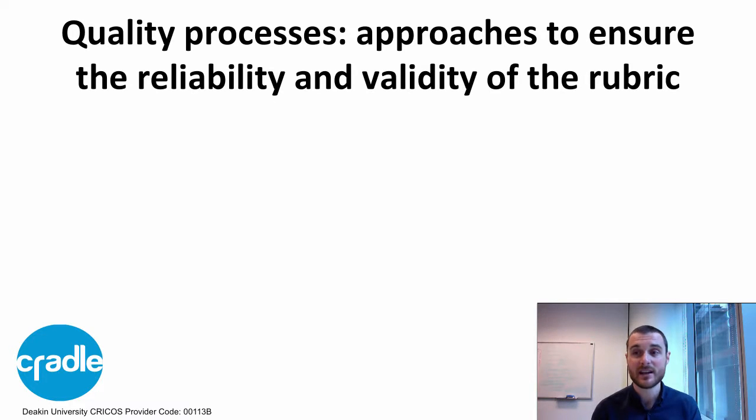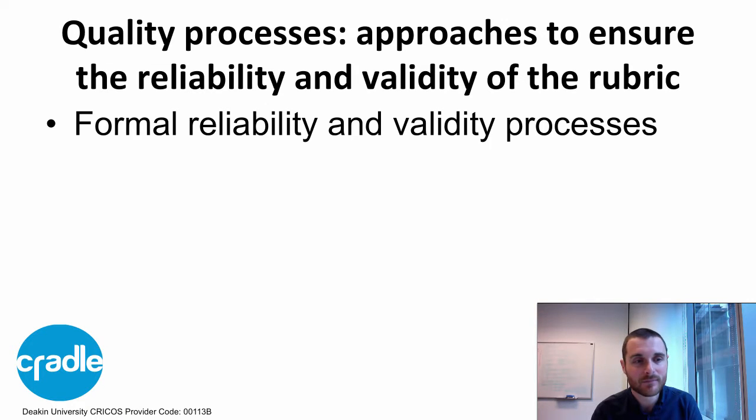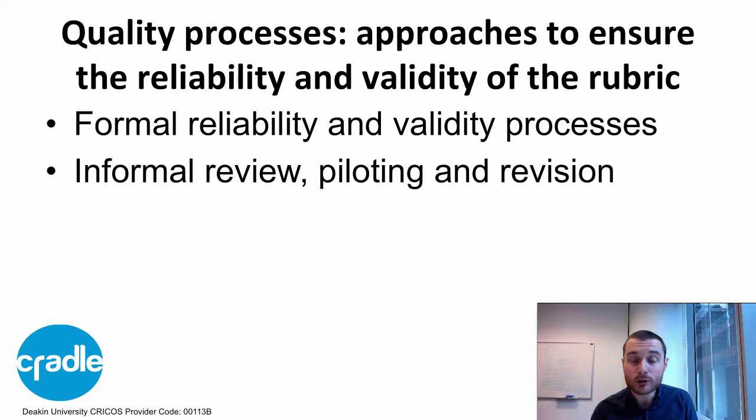Quality processes. These are the approaches we use to ensure reliability and validity. There are formal approaches that you can use. These are something beyond what I could describe in a short video, but they're what we would use for very large scale things or where quality really matters. Informal review. I always do this with a rubric. I make a rubric, I ask colleagues to have a look at it, I ask students to have a look at it, I get feedback, I improve it, I test it out.